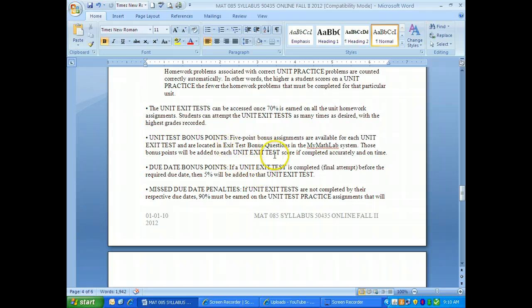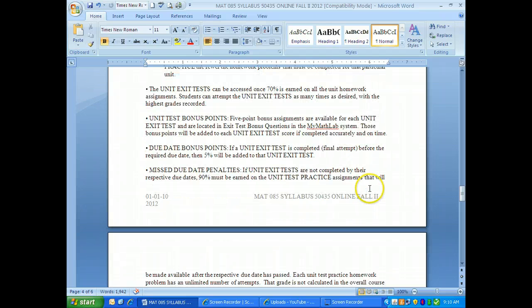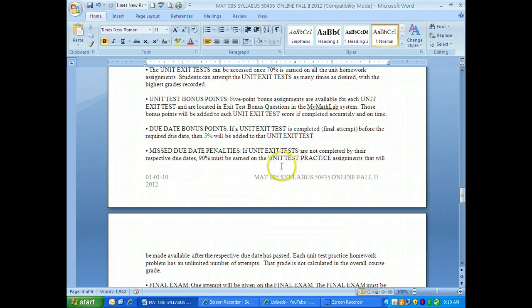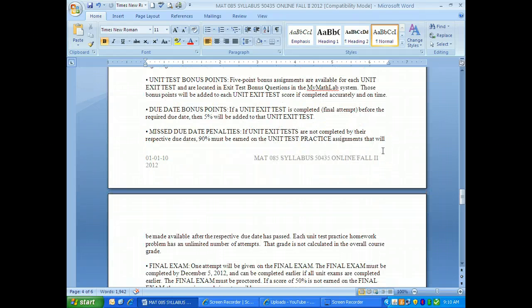There are bonus points. Bonus points can be earned if you complete the unit test before the due date, not on or after, but before the due date. It's worth 5 points extra. Keep that in mind. There are also bonus questions, exit test bonus questions, in the system. If you complete those on or before the due date correctly, you get another 5 points bonus on the unit exit test. So you can actually earn up to 10 points bonus for each unit test.